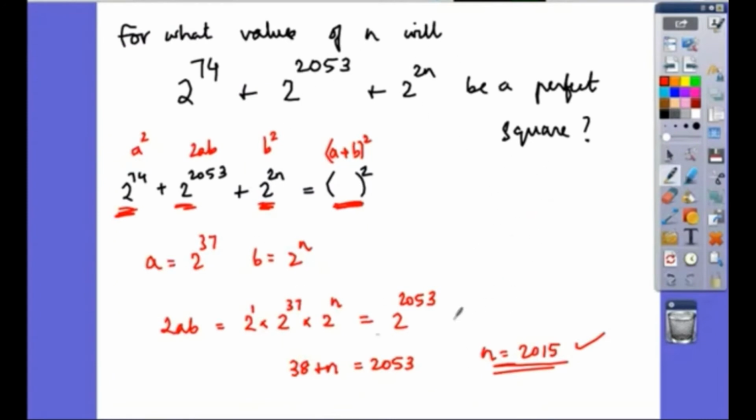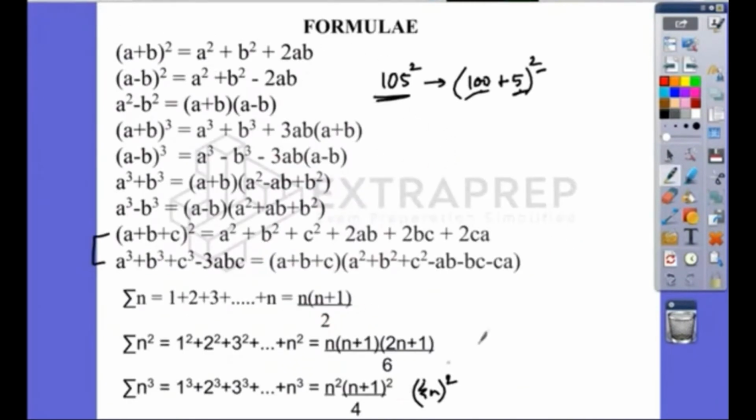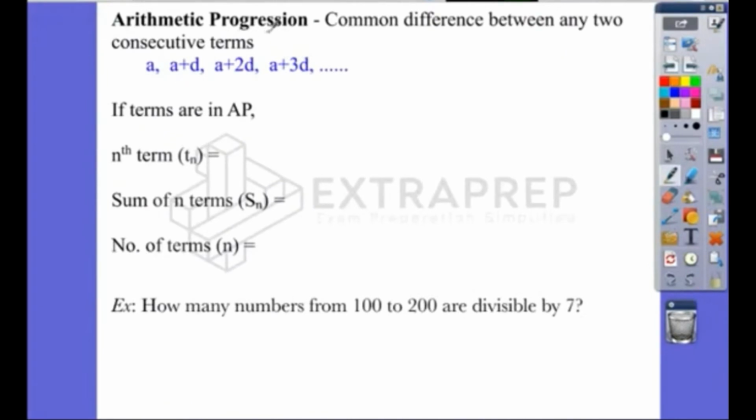Okay, I hope this is clear. This is easy, right? This is an easy question. Anyways, let's get back to our topic. So the formula and all, you'll have to learn them by heart accordingly. It's easier that way. Okay, arithmetic progression.